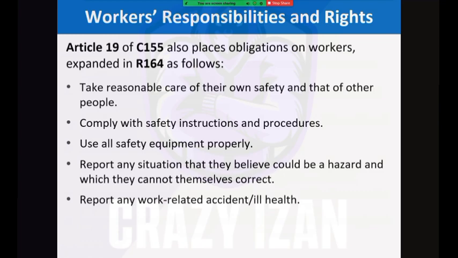Now we talked a lot about the employer's responsibility. The employer has to do this, he has to do that. But the workers have certain responsibilities as well. What are the responsibilities of the workers? Let's discuss them. The workers have responsibilities and rights as well. Sorry, it's not only responsibilities, the workers also have certain rights. So workers have responsibilities and they have rights. So Article 19 of C155 also places obligations on the workers, which are expanded under R164 as follows.